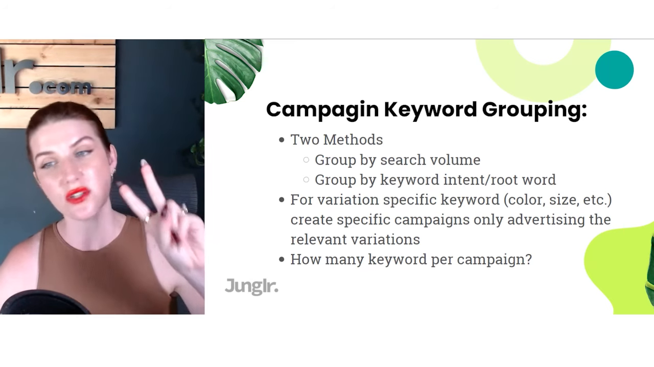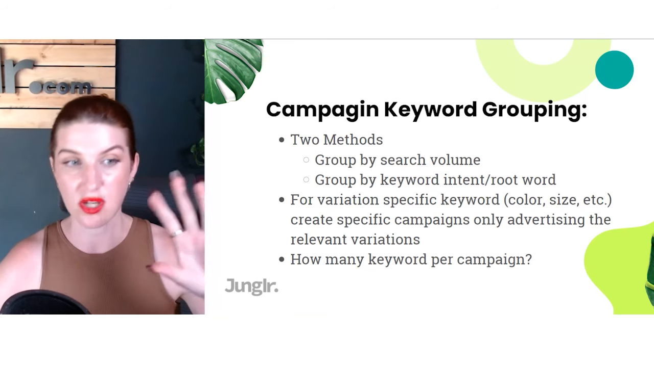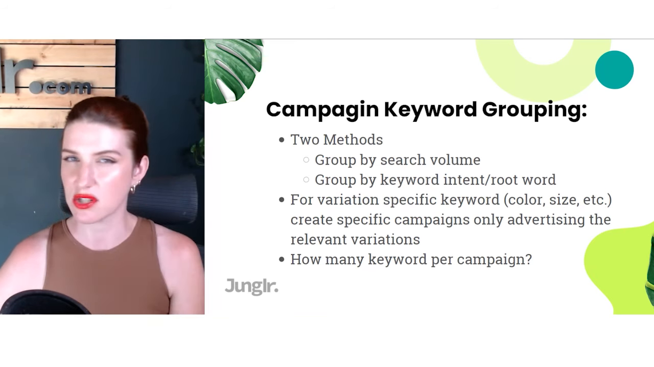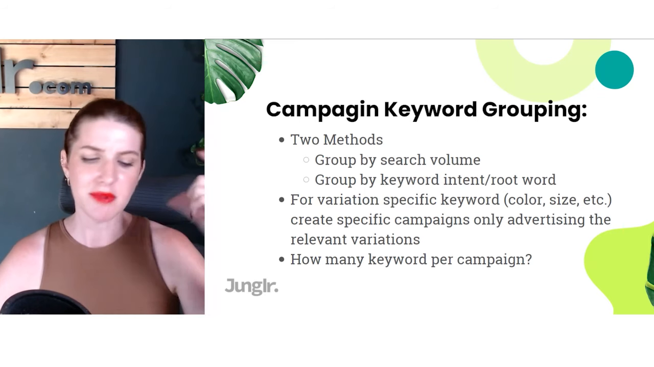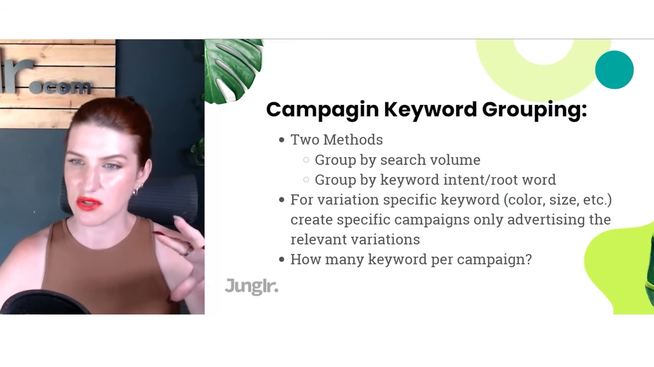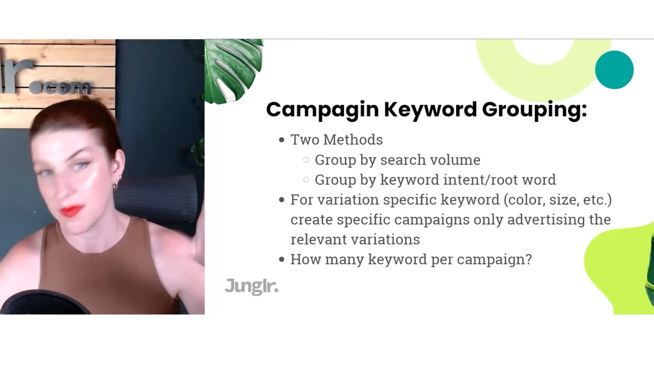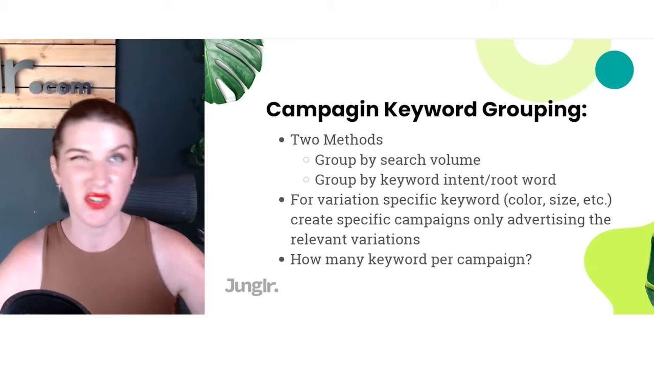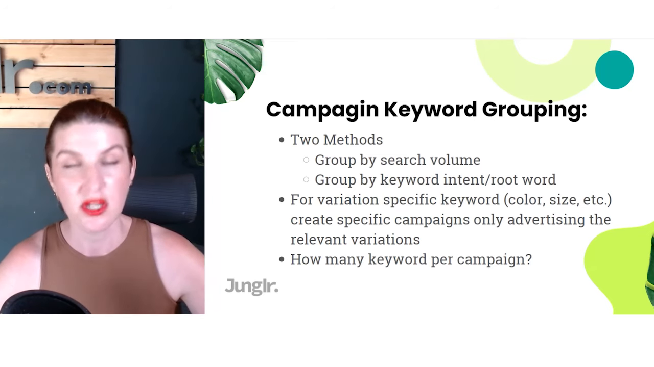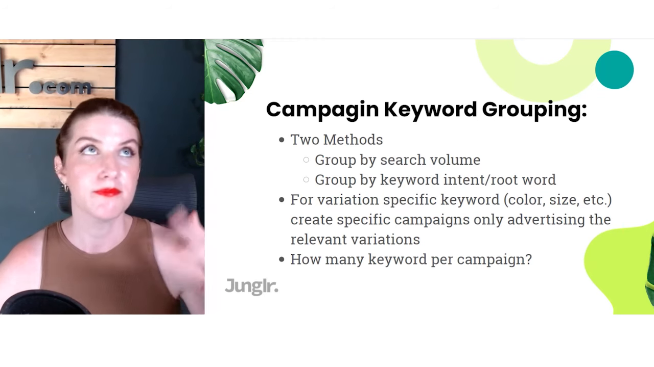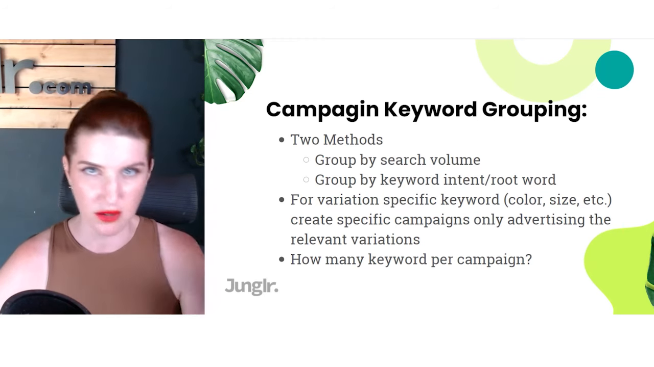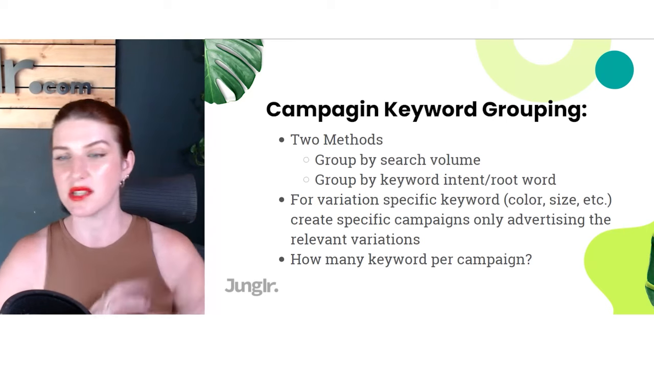There are two ways that you can group these keywords in your campaigns. One is you can bucket them by search volume. So maybe you have a bunch of keywords that have about 1,000 search volume, a couple thousand search volume, and then you have a bunch of keywords that are long tail and they have like 50, or 500 search volume, maybe a couple hundred, and you're like, these are more my long tail, low volume ones. You can segment them that way.